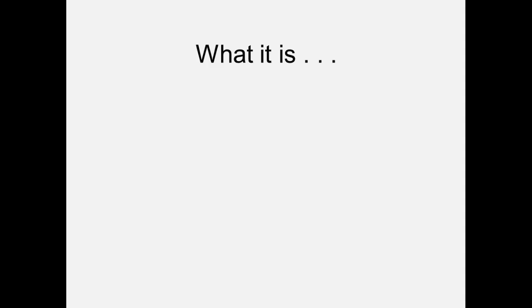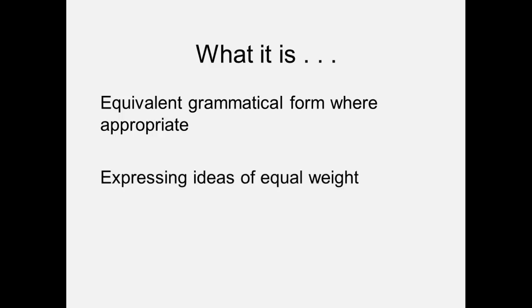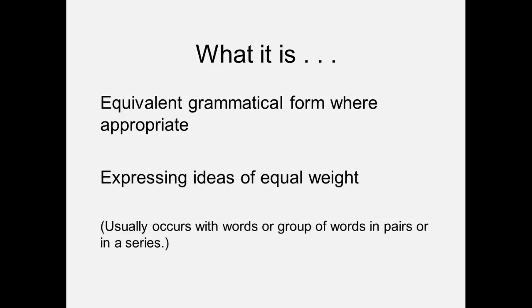This lesson is about parallelism in writing. It's best to start with the definition. Parallelism is showing equivalent grammatical form where appropriate. Another way of saying this is it's expressing ideas of equal weight. There's a few places to look for this. It usually occurs with groups of words, in pairs, or in a series.